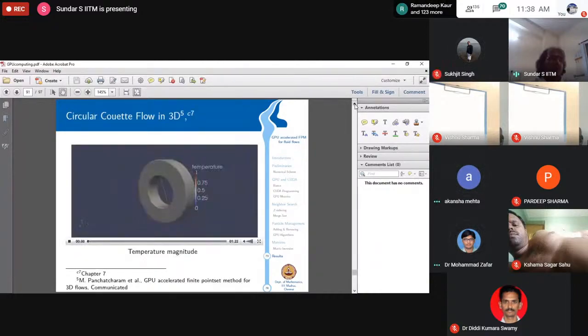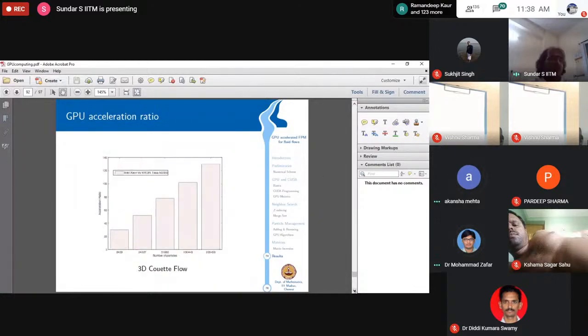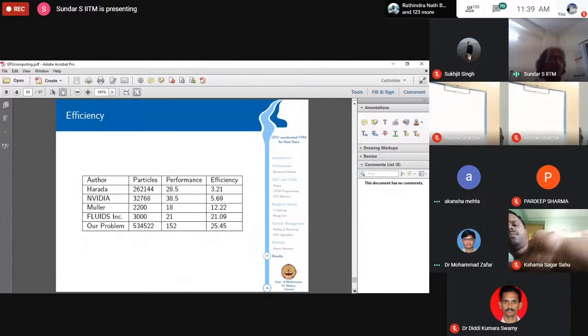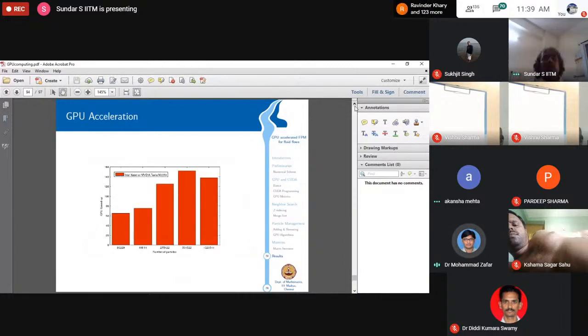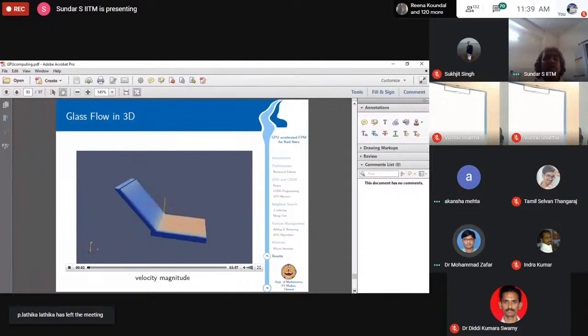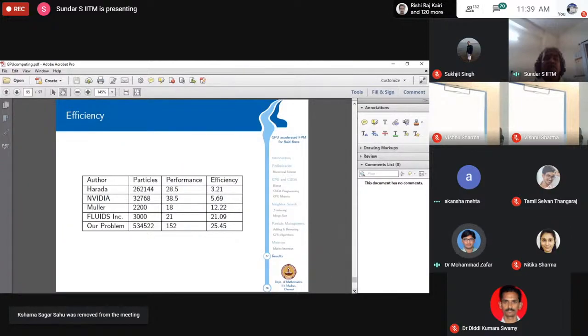I wanted to show you this one for the glass problem. For this we have got the speed up. We have taken 1 lakh particles on the GPU, and you should just see the speed up. We went up to 150% speed up with the GPU acceleration. And we have compared with different authors how many particles they have taken, how the performance and how the efficiency.